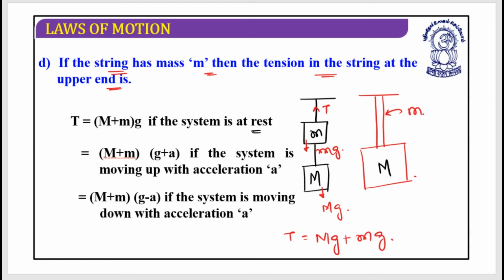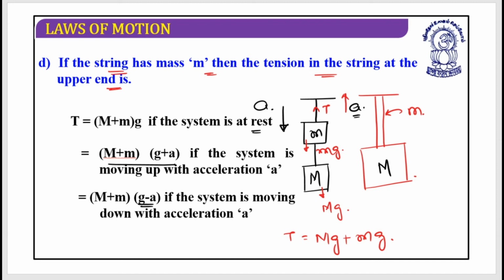This is the tension. Same way, if the system is moving upward with an acceleration of a, then it could be written as T equals (m plus M) into bracket g plus a. And if the system is moving downward with acceleration a, then it could be written as T equals (m plus M) into bracket g minus a. Is it clear? So these are all the cases, but we cannot remember this.